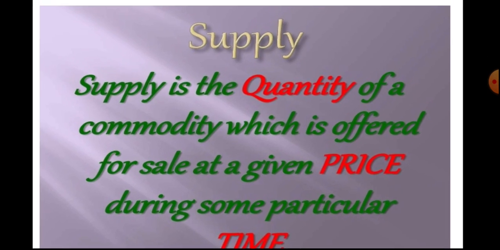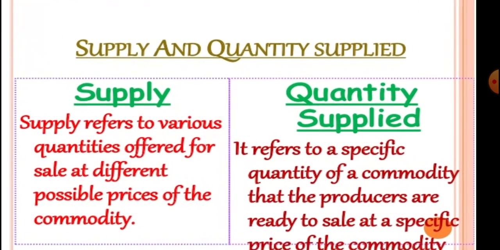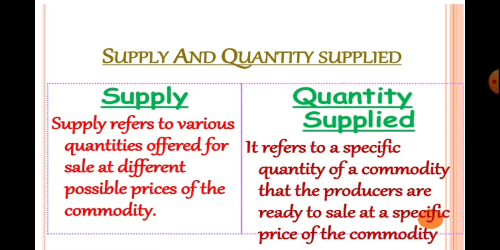particular time. Now, there is a difference between supply and quantity supplied. Supply refers to the various quantities offered for sale at different possible prices of the commodity. Suppose the price of ice cream increases from rupees 10 to rupees 20, then rupees 20 to rupees 30, and the supply of the commodity changes from 10 units to 15 units and then 20 units. This entire schedule will show supply.